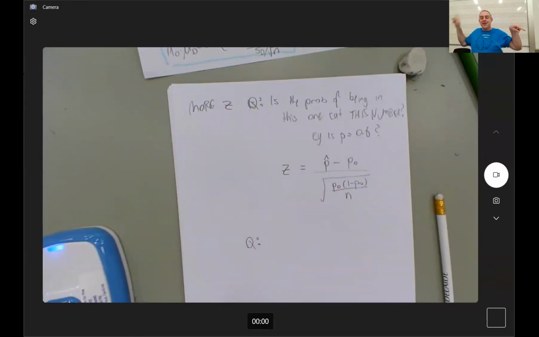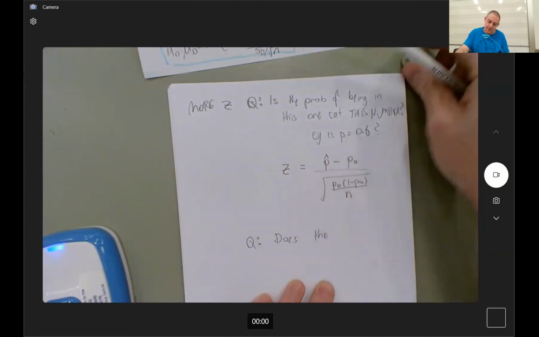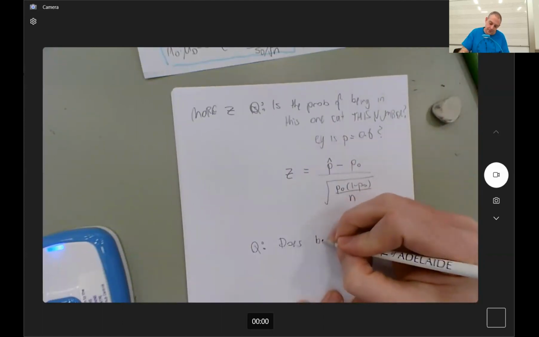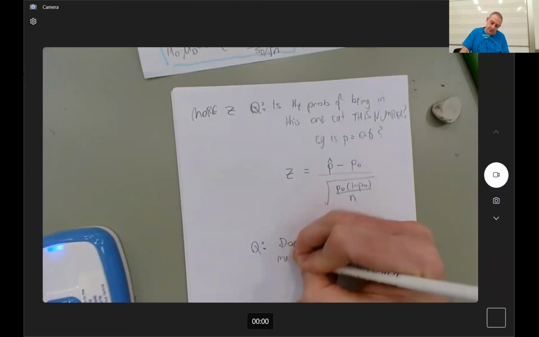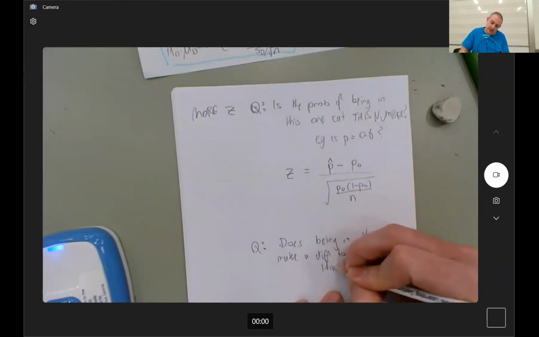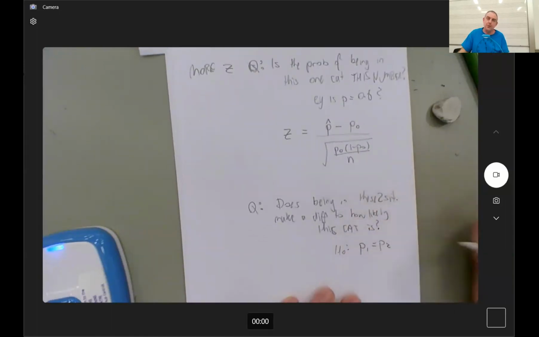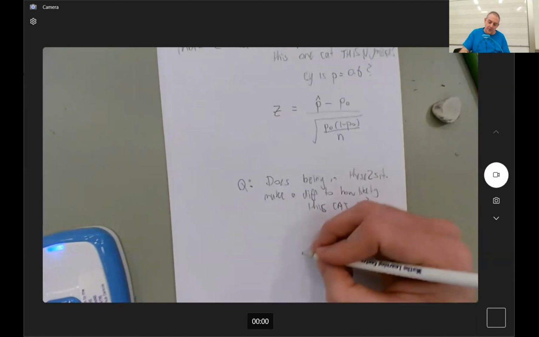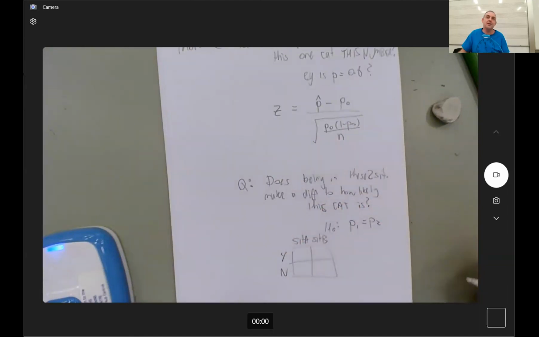Does being in these two situations make a difference to how likely it is to be in this category? That's really hard to say, but do these two situations make a difference to how likely this category is? And so the null hypothesis goes, aha, the two probabilities are equal to each other. The picture in my head is this. You end up with a table like this, and you've got situation A and situation B, and the thing happens or the thing doesn't happen.